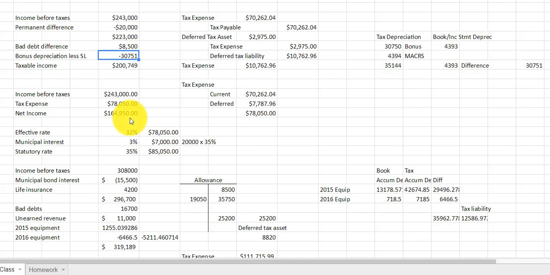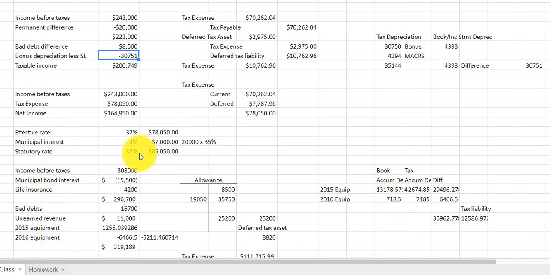And to wrap things up, we need to make a reconciliation of our effective tax rate, which is the amount of tax expense divided by the income before taxes: 78,050 divided by 243,000. That's 32%. In the United States, the statutory rate is 35%. So GAAP tells us we have to explain why that's not the same, why it isn't 35%.